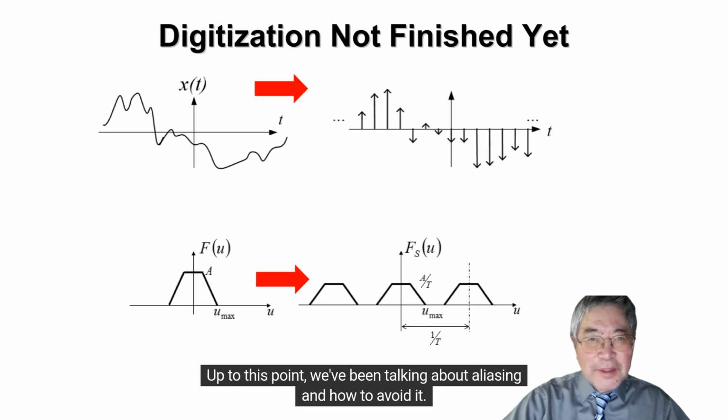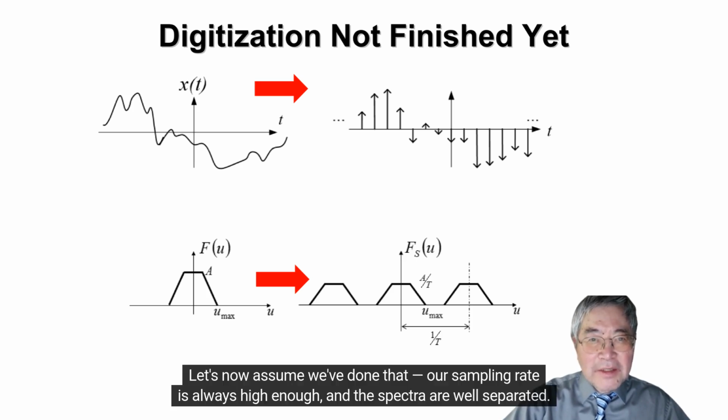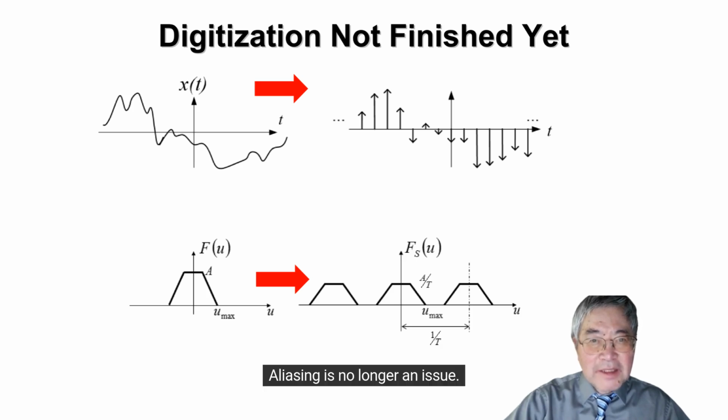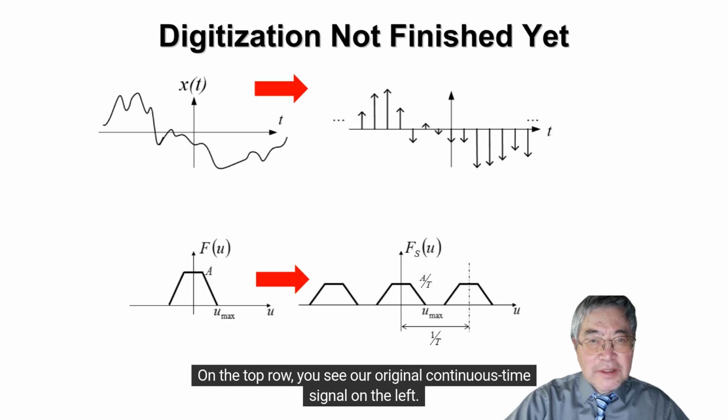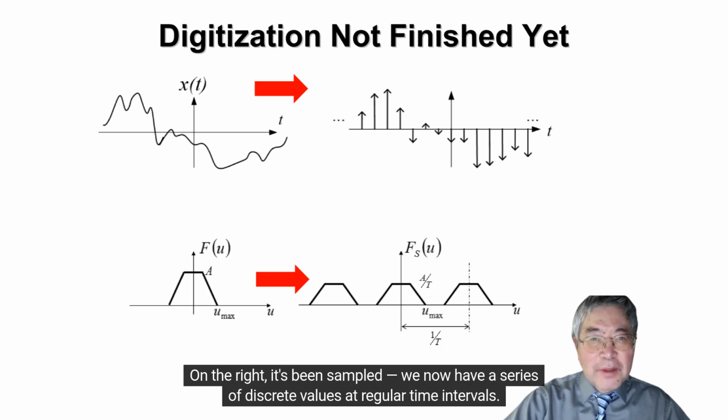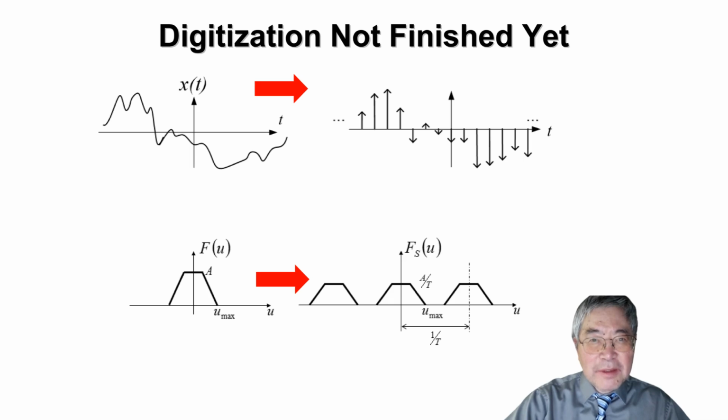Up to this point, we've been talking about aliasing and how to avoid it. Let's now assume we've done that. Our sampling rate is always high enough and the spectra are well separated. Aliasing is no longer an issue. On the top row, you see our original continuous time signal on the left. On the right, it's been sampled.